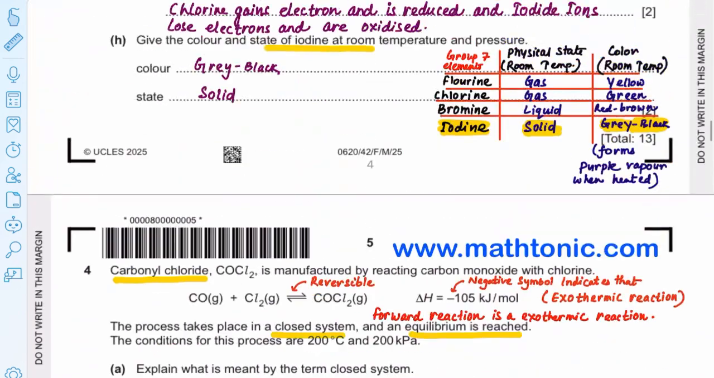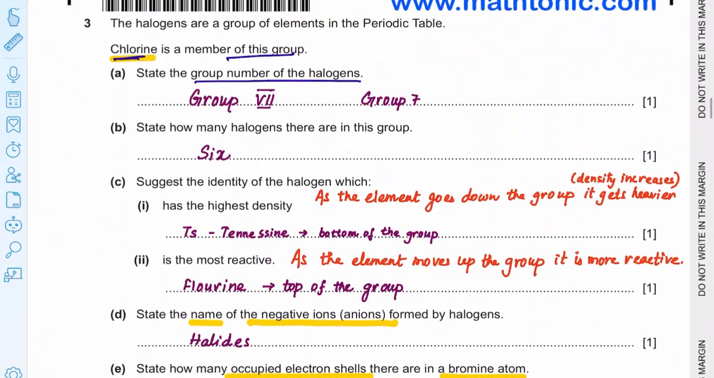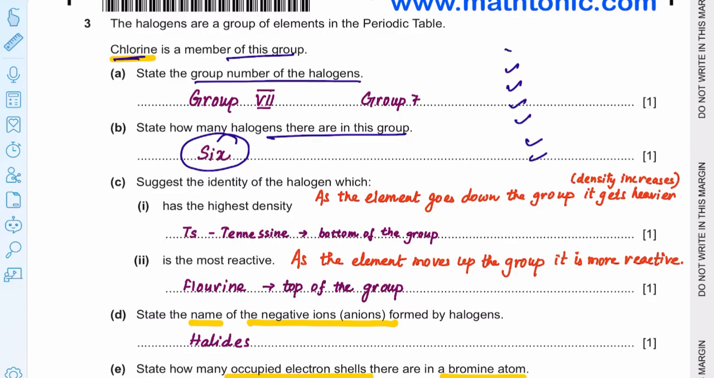Got it? Now the next question is: how many halogens are there in this group? 6 elements. You can just count it. How many elements? 1, 2, 3, 4, 5, 6. So in group 7 we have a total of 6 elements.